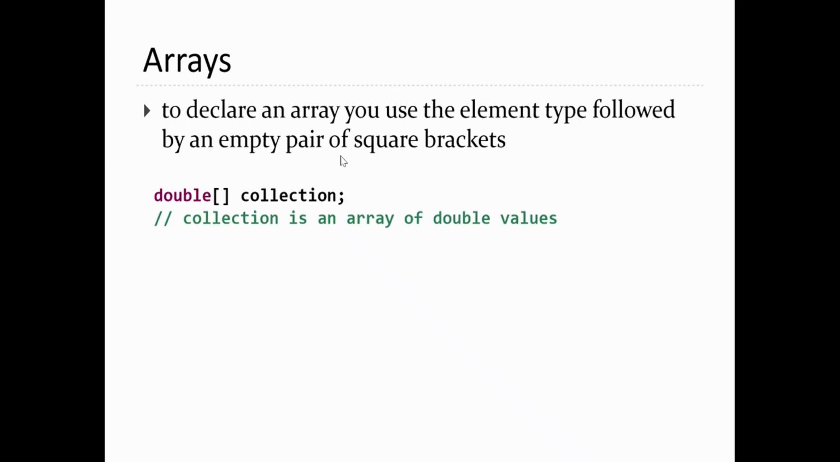Right? So to declare an array, you use the element type followed by an empty pair of square brackets. So double, square bracket, that says that you have an array of double values. So this array can hold double values that you put into it. Its name is collection, right? Now in Java, this doesn't actually make an array, okay? All this does is make a variable. There's no array, right? So you've got a variable called collection, and it can refer to an array, but there's no array yet. So if you try to use collection and try to put something into it or take something out of it, you'll get an error when you try to do so.